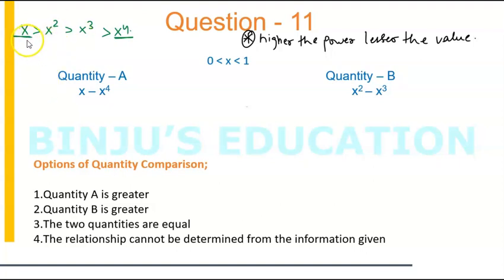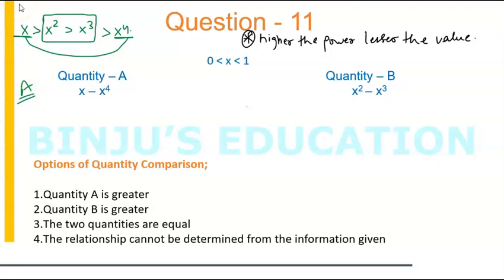So can I say the difference between x and x to the power 4 will be greater than the difference between x square and x cube? Because x is the biggest number, x to the power 4 is the smallest number, and x square and x cube come in between x and x to the power 4. So the difference between x square and x cube will definitely be less than the difference between x and x to the power 4. So x minus x to the power 4 will definitely be greater than x square minus x cube. That's for sure. So your answer is A.